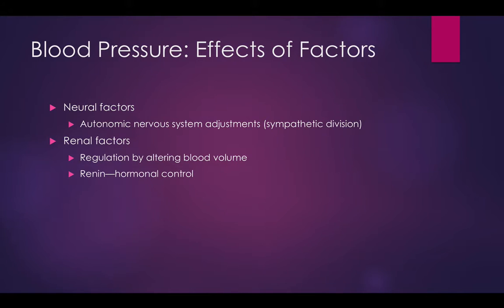So your renal factors are going to be your kidneys. So this is basically your excretory system or your urinary system. And then your neural factors, the autonomic nervous system, will make adjustments that affect blood pressure from the sympathetic division. The renal factors will change your blood pressure based on the amount of blood volume that you have, and your blood volume is dependent upon how your kidneys are doing, if they're filtering a lot of fluids, if you're really hydrated versus if you're not very hydrated. So regulating will be occurring by altering the blood volume as well.